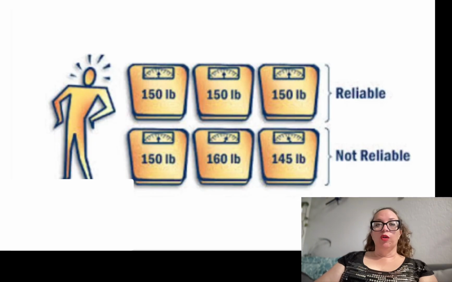each time they measure themselves. Well, sometimes we have some issues with this, right? Maybe we have a scale that's not entirely reliable. Maybe sometimes it reads 150, sometimes 160, sometimes 145. That's not a very reliable or consistent measure. So what is reliability? Reliability is consistency.